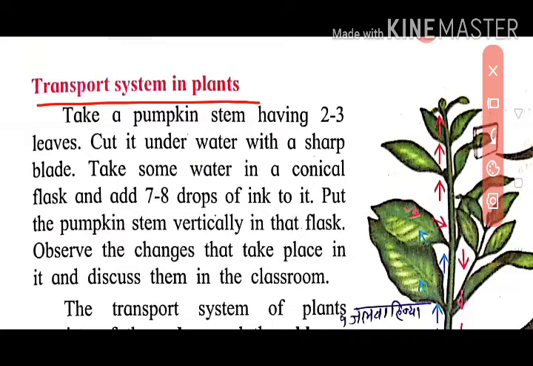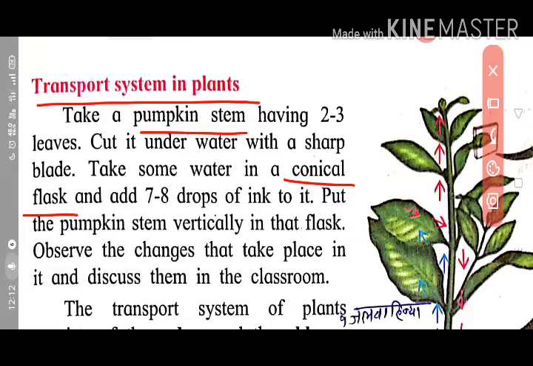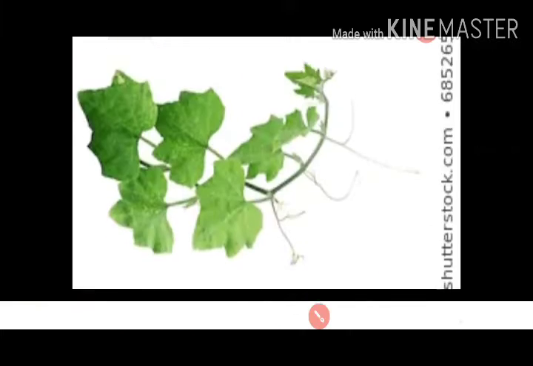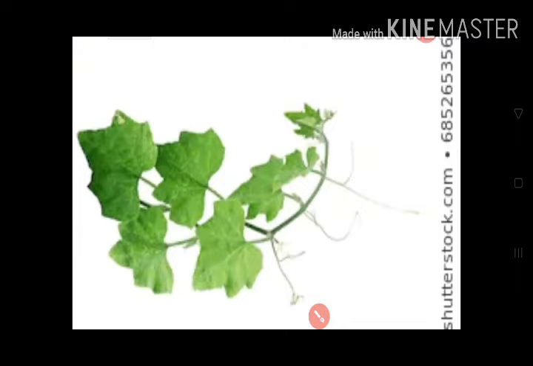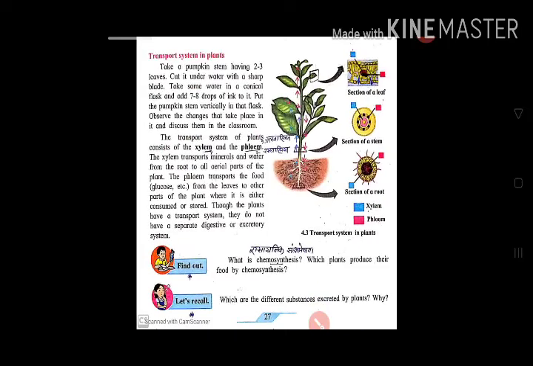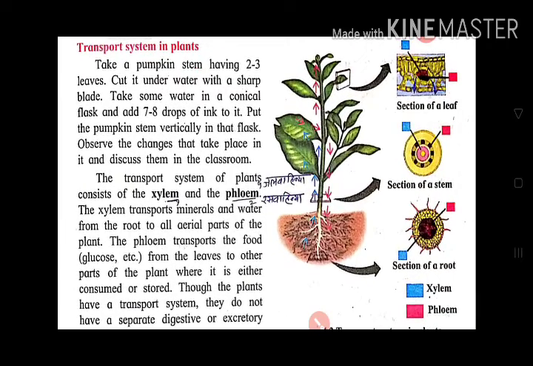For that, firstly, one activity is given to do. For that activity, we need a pumpkin stem. You know that pumpkin is a creeper plant. We also need a conical flask or glass, ink, a cutter, etc. Take the pumpkin plant's stem with 2 to 3 leaves.